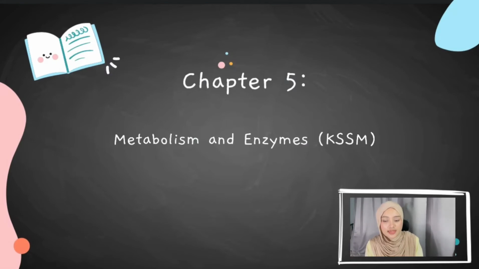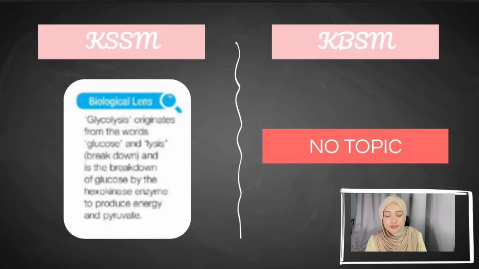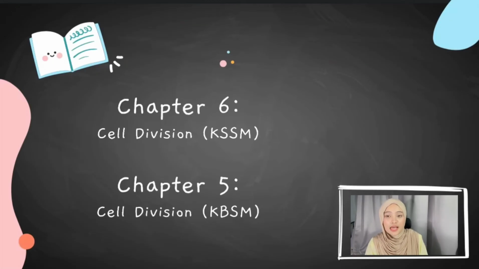Chapter 5 contains metabolism and enzyme as for KSSM textbook. Meanwhile, there is no topic about metabolism and enzyme in KBSM textbook. Next, I will explain about the difference of key concept for Chapter 5 in KSSM textbook and KBSM textbook. As for KSSM textbook, it only contains 1 key concept, which is Biological Lens. And as for KBSM, there's no topic, so there's no key concepts. Now, let's proceed with topic cell division.